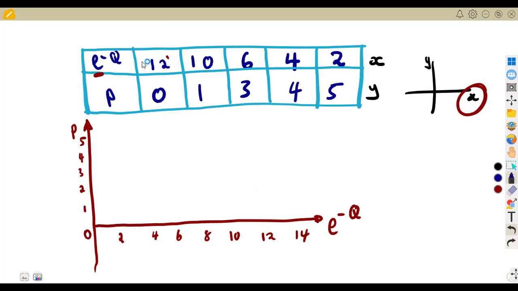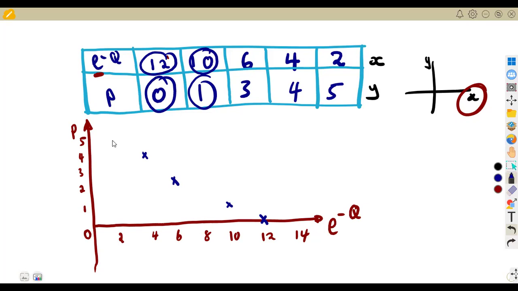So this is it. 12 versus what? 0. This is the same way that you mark your points, isn't it? From your O-level mathematics. 12 versus 0, and this is the point. 10 versus what? 1. So 10 versus 1, maybe somewhere here. It's according to you guys. 6 and 3, maybe somewhere there. 4 and 4, maybe it's somewhere here.